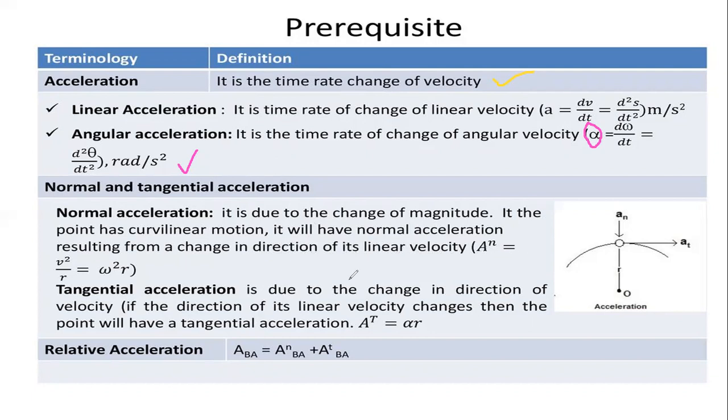That is, a_n is v²/r. We can also write it as ω²r.